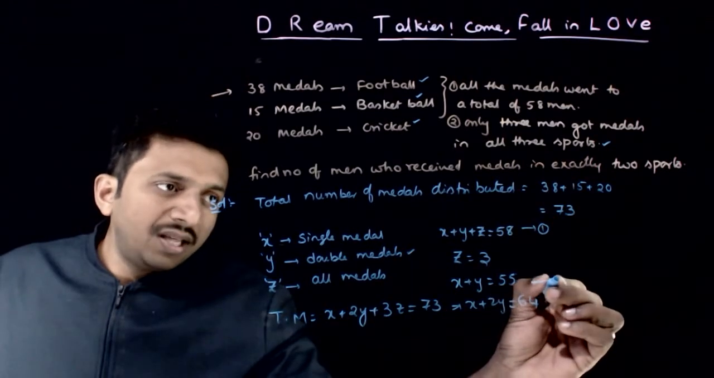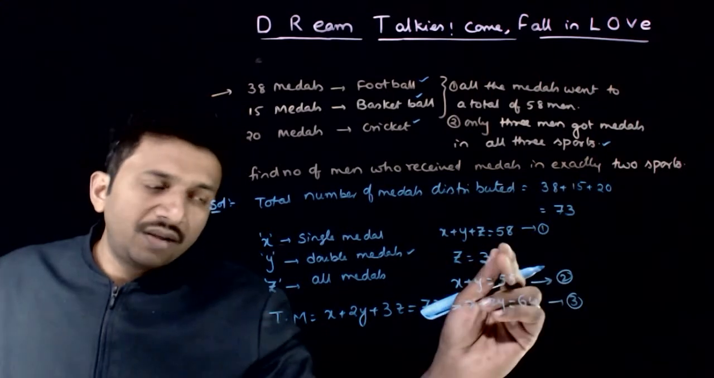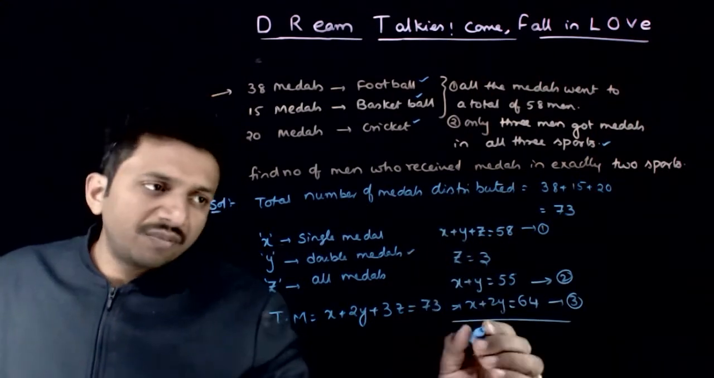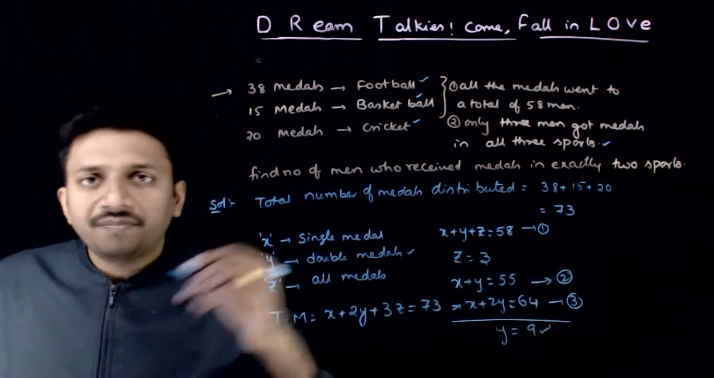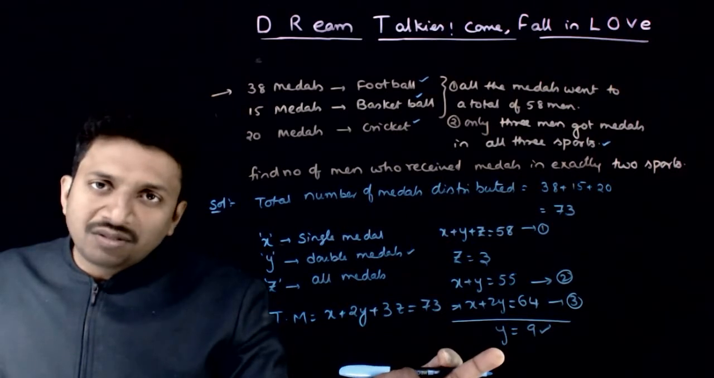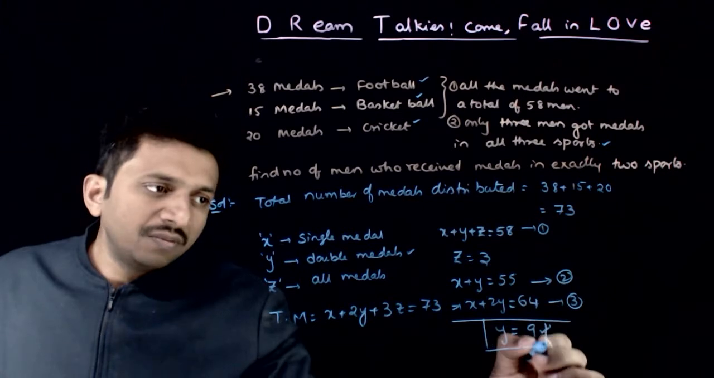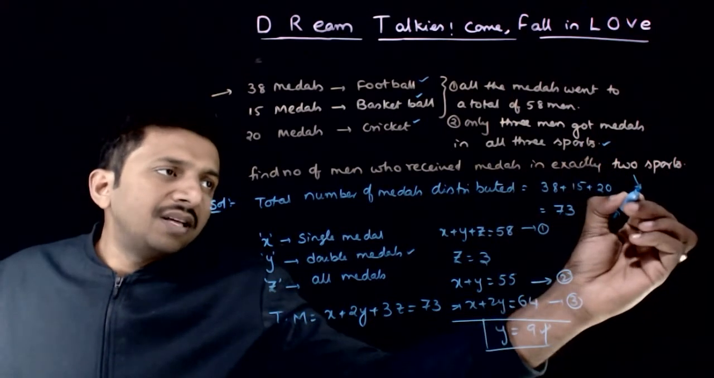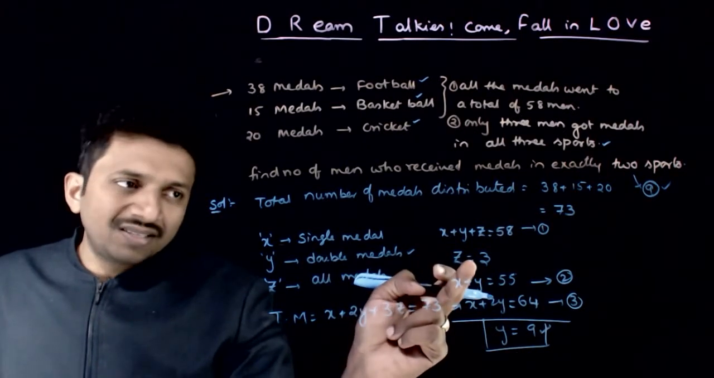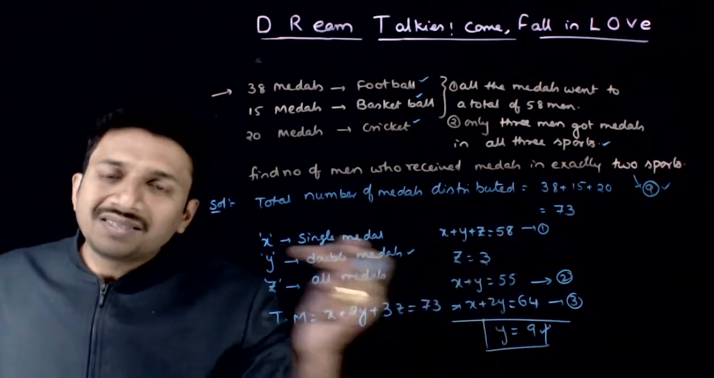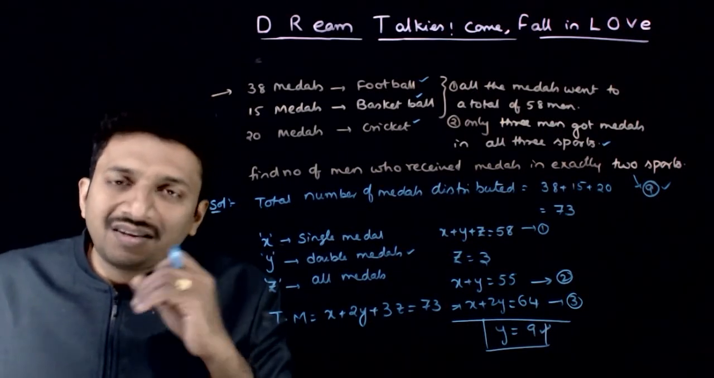Now you have one equation here, you have another equation here. So let us say that these two are equations 2 and 3. If you subtract one from the other, you get y is equal to 64 minus 55, which is 9. So y is what you're asked to find. That is the number of double medalists. So y has to be equal to 9. So this answer is 9. And how many single medalists? If you just put y is equal to 9, you get 46. So there are 46 single medalists, 9 double medalists, and 3 triple medalists.